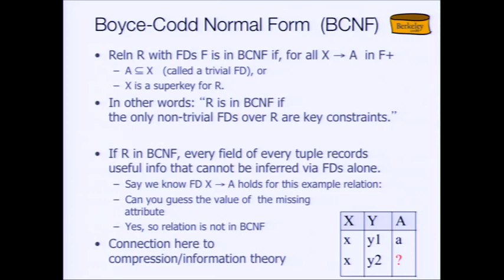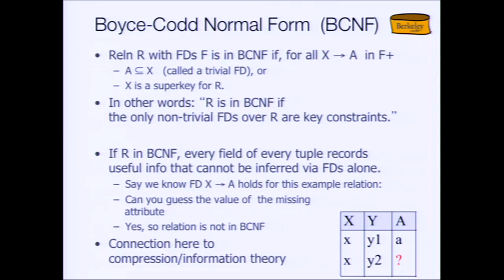So, to belabor the point, suppose you know X determines A holds for this relation. Can you guess the value of the missing attribute? If so, the relation's not in BCNF. So X determines A. Can you guess the value here? What's the value here? Little a. This is not in Boyce-Codd normal form because using the FDs and some data, you can figure out other data. Got it? That's bad. That's redundancy. In BCNF, there's no redundancy.